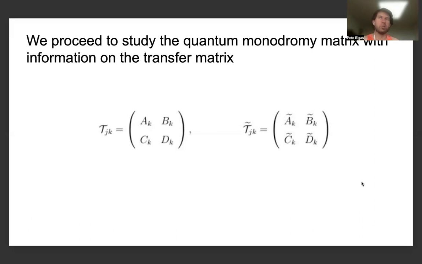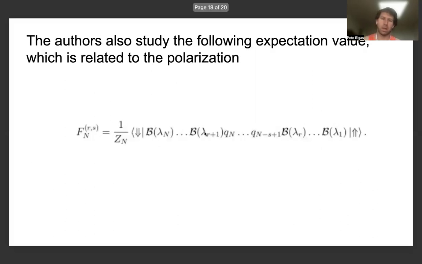And so the quantum monodromy matrix is still an object of central study in this case, because it helps the authors be able to classify information and properties of various expectation values and products of entries of the transfer matrix, and how that carries over to their interpretation of the reflecting boundary conditions, as well as the quantum monodromy matrix. And the authors also study the following expectation value, which is related to the polarization.